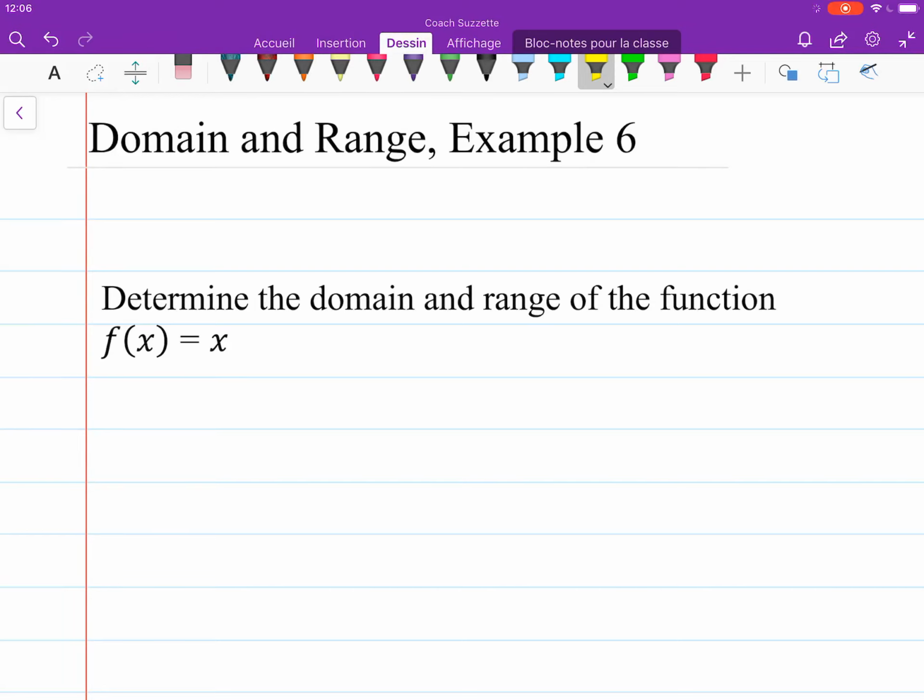Hello and welcome back. Let's find the domain and range of a function. So we're given the function f of x is equal to x.